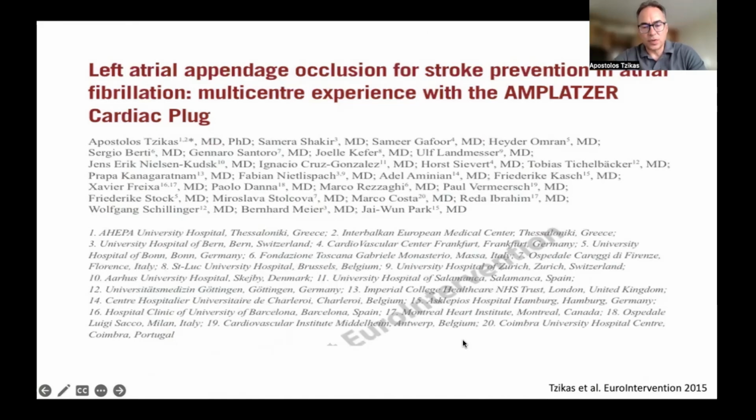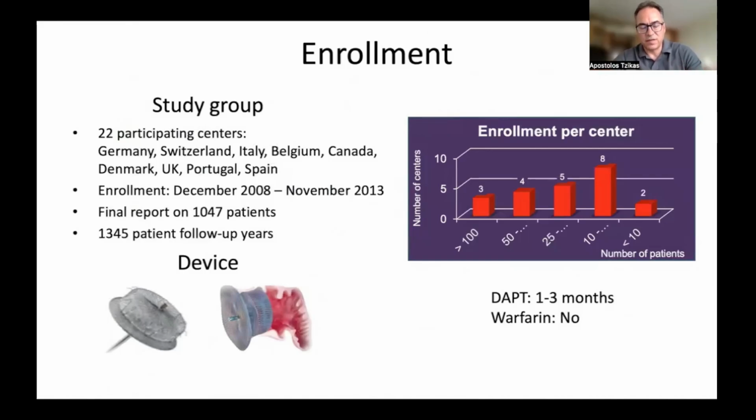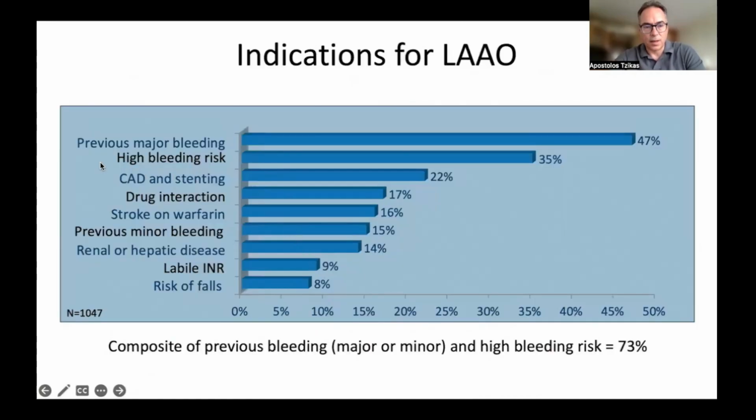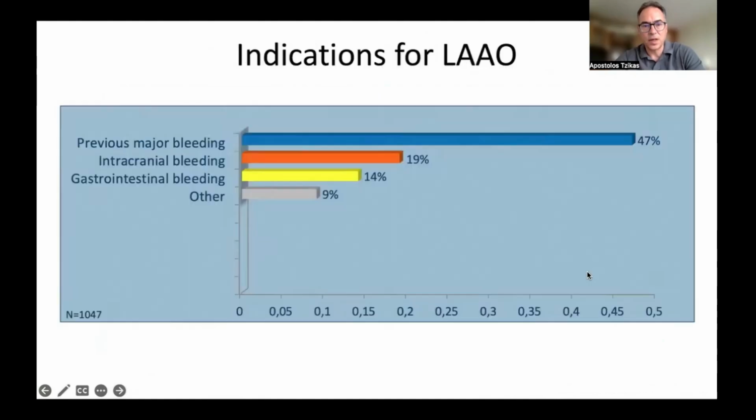In every subgroup, in this study that we published almost 10 years ago, and since this was a physician-initiated study, we tried to investigate these subgroups. And I will just briefly show you studies that we did, subgroup analysis for each particular indication. And these were the general results. We had the 60% stroke reduction and a 60% bleeding reduction as compared to the events that we would have predicted by the CHA2DS2-VASc score and the HAS-BLED score.